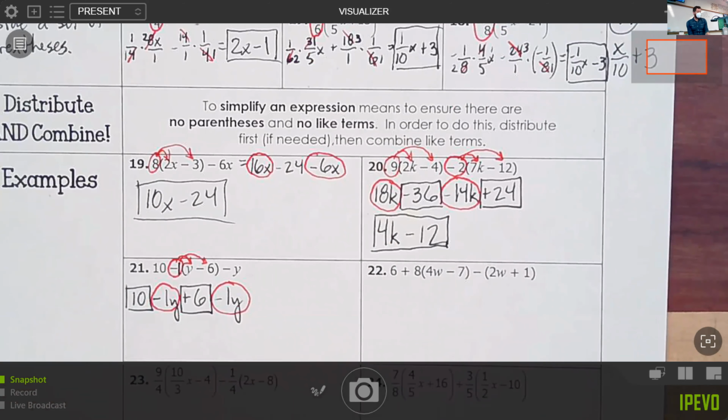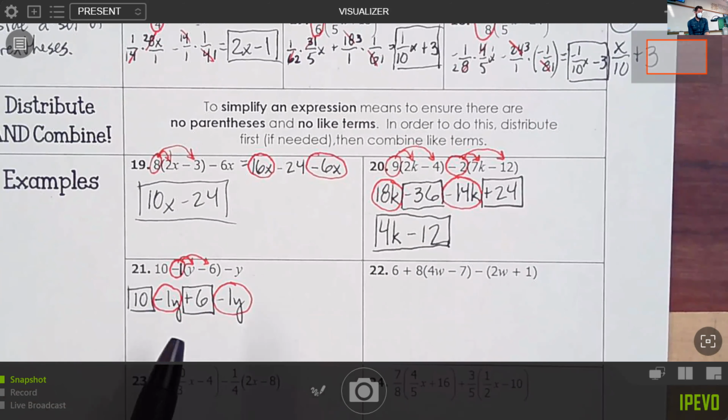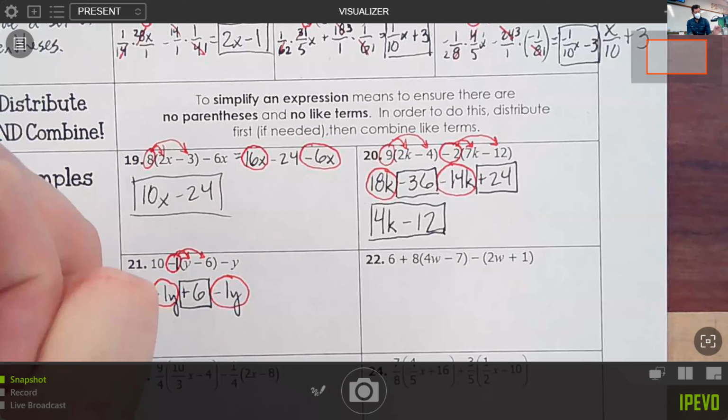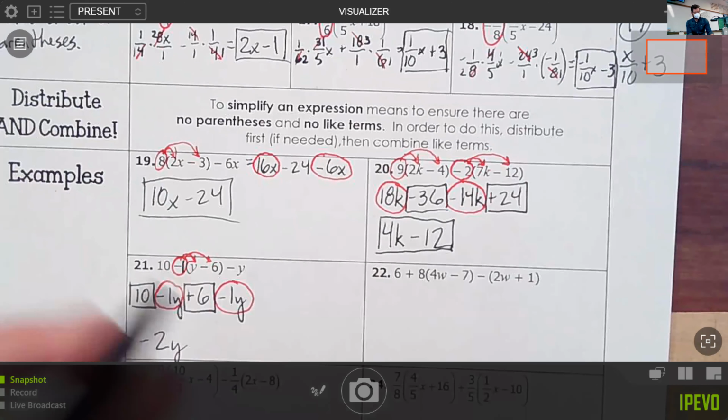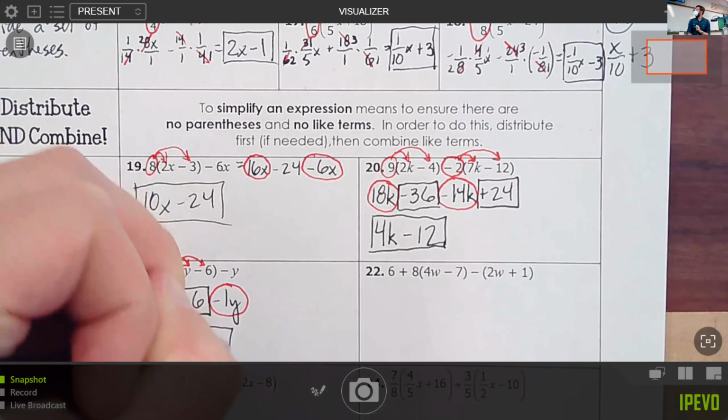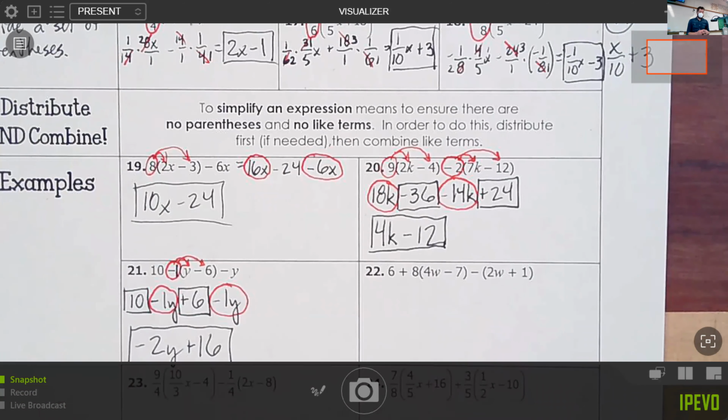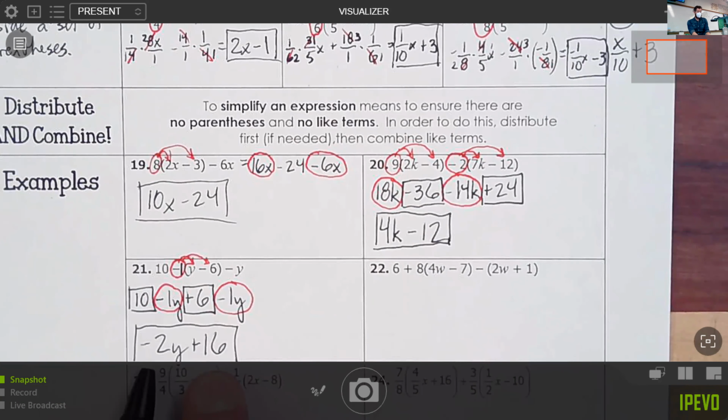When we are combining the two things with the variable, be careful on this. What is -1 minus 1? Not 0. -1 minus 1, what is it? Or -1 plus -1? -2, yes. So -2y, and then 10 plus 6 is 16, so plus 16. So for number 21, we no longer have parentheses. We no longer have like terms, which means we are completely simplified. We have -2y plus 16.